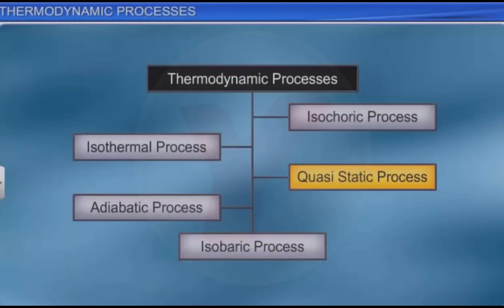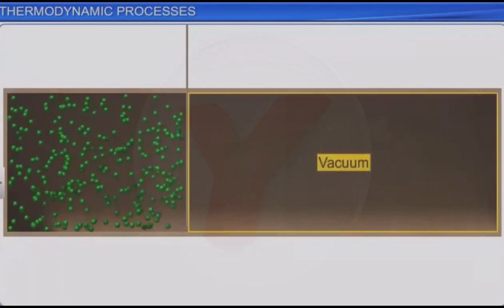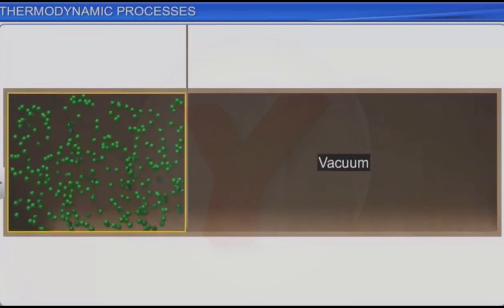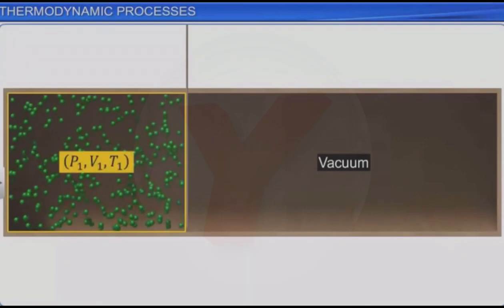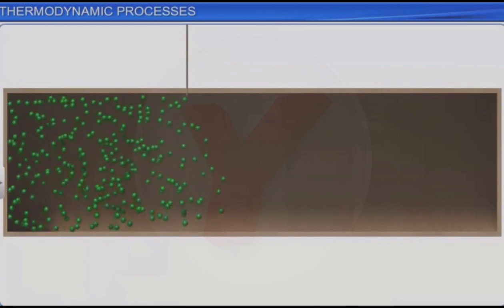Let us first learn about the quasi-static process. Consider a wooden box with two chambers separated by a wooden partition. A sample of a gas is filled in the first chamber and there is a vacuum in the second chamber. Let the equilibrium state of the gas in the first chamber be expressed as P1, V1, T1. If the partition is suddenly removed, the gas starts expanding freely against the vacuum.